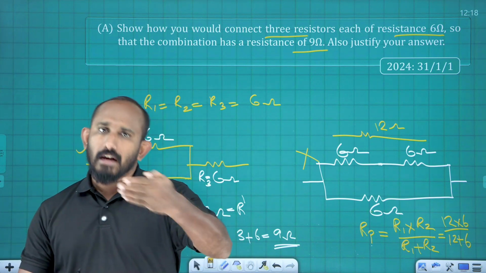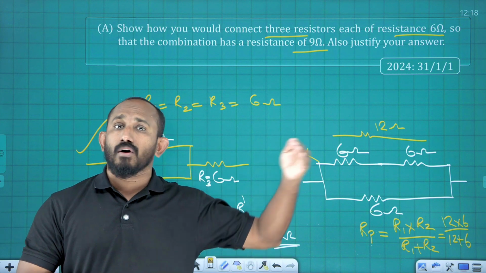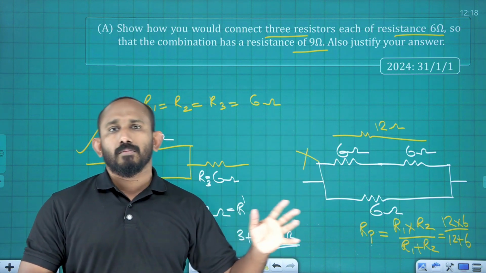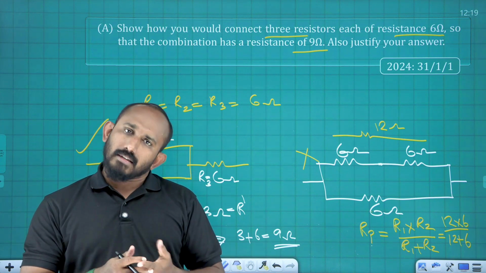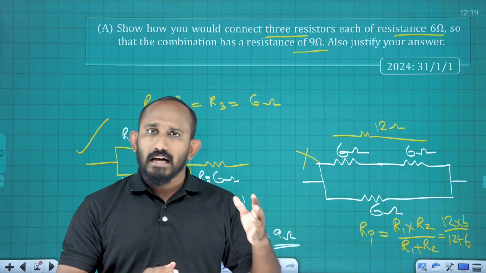What is the required value? You check, is it greater than the sum of all? Then of course it will be a series combination. If it is in between, the resultant we can get, then of course a mixed combination, parallel as well as series, will be there.